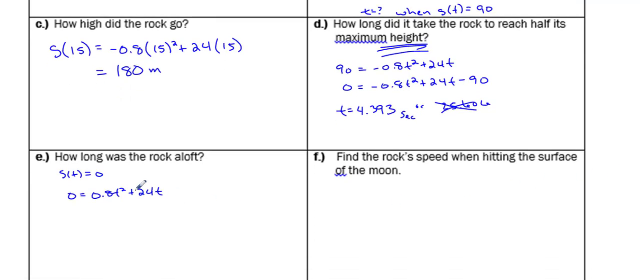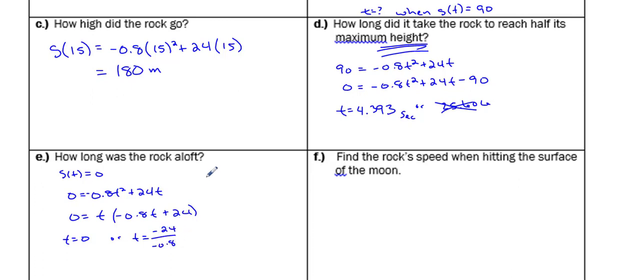This isn't too bad. Well, it should be negative, right? So 0 equals, factor a t out. And again, I could factor out negative 0.8. I don't want to, though. So t equals 0. Obviously, that should be clear to us. Or t equals, would that be if we subtract the 24 and divide it by negative 0.8?